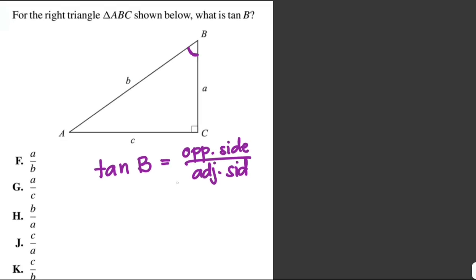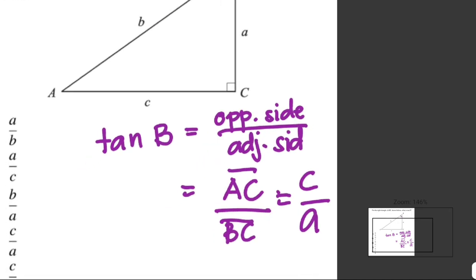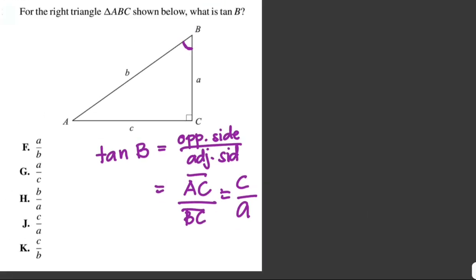So which one here is the opposite of angle B? The opposite of angle B is side AC, and the adjacent of angle B is side BC, which is equivalent to C and A. Basically, tangent B is just the ratio of side AC to side BC, or side C to A. So the answer here should be letter J, that one.